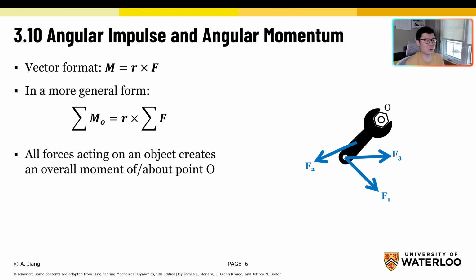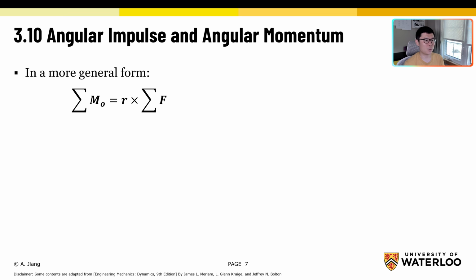Either way, you will end up with the total moment about O: sum of M_O equals r cross product sum of F. This can be explained in words as: all forces acting on an object create an overall moment about O, the point of interest.